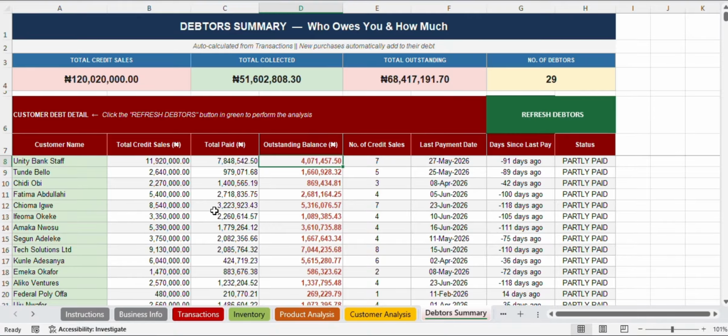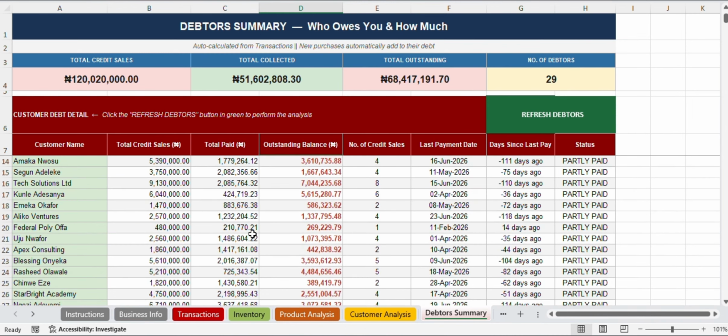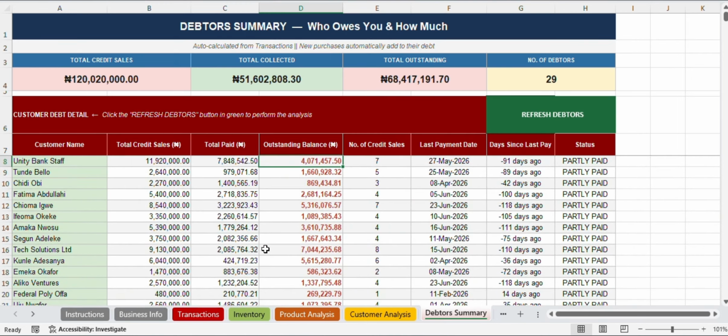Hello, where is my money? Or you can hint them and say, look at what's going on, there are some outstanding balances which you need to pay. And if you look at this person, Chioma Igwe is owing 5 million. How come? So we need to call Chioma Igwe.